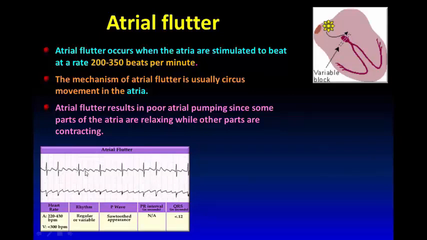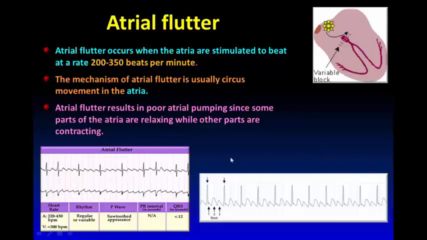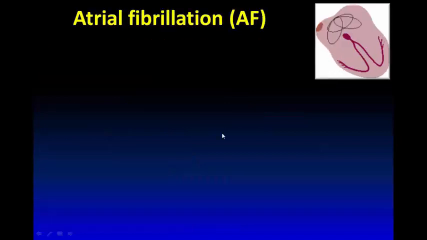This is how atrial flutter looks in the ECG. Here we have another ECG strip showing atrial flutter. So the P waves here are saw-toothed P waves. They look like the teeth of a saw.